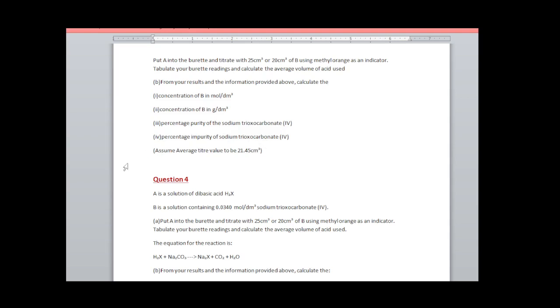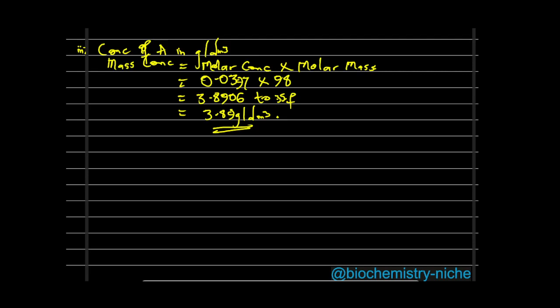So for this particular question, we are assuming our average titre value for A to be 21.45 centimeter cube. We are using 21.45 centimeter cube. That is what we are using for this particular question. So let us go to answering question 3 now.